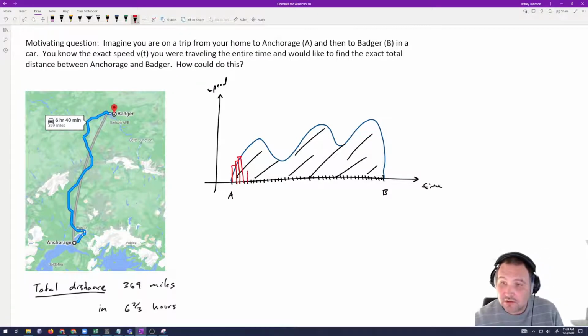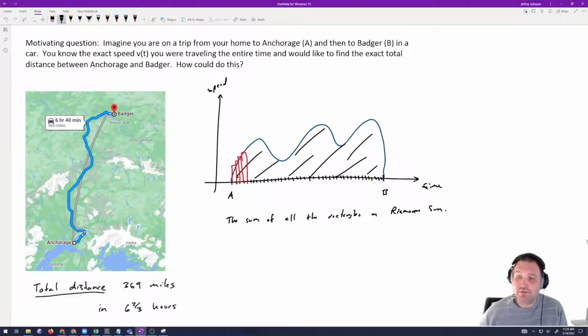We're going to call the sum of all the rectangles a Riemann sum. A Riemann sum is the way to approximate the area under the graph, or below the graph if the area is negative, with these little rectangles.